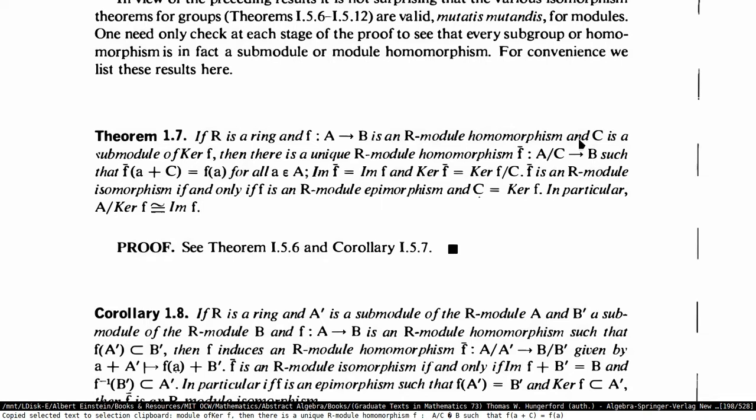So, yeah. And F bar is an R module homomorphism. It is going to be an isomorphism if and only if the original homomorphism is actually surjective. So you need the surjective condition from the original homomorphism, thus it's going to be an epimorphism, and then your submodule is going to be the kernel of the original homomorphism.